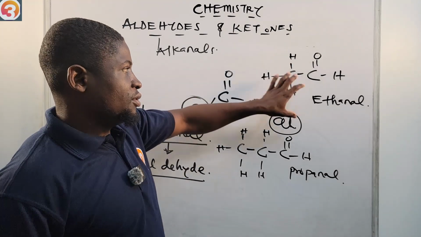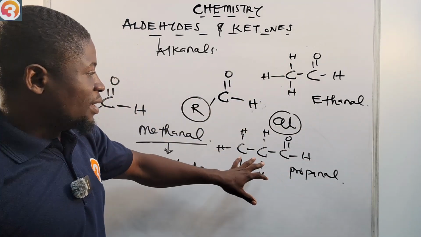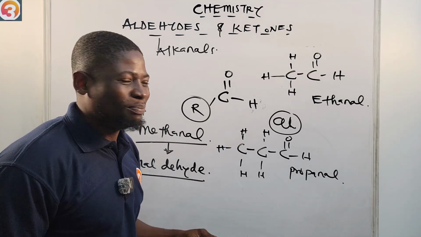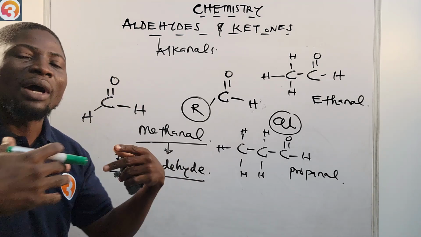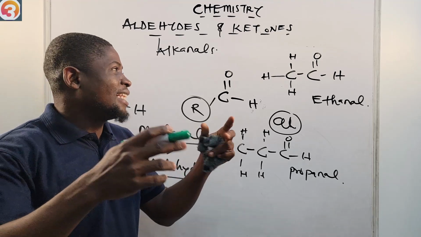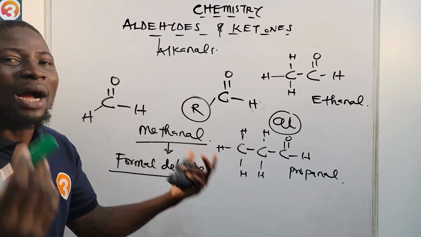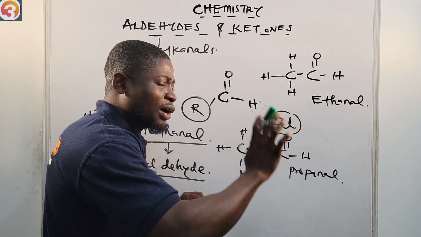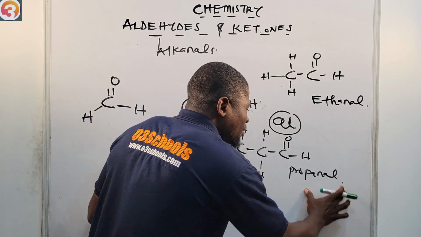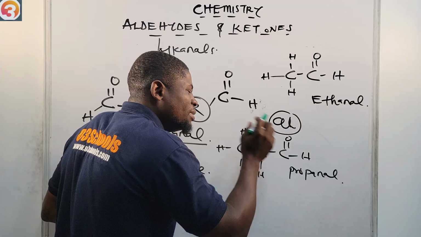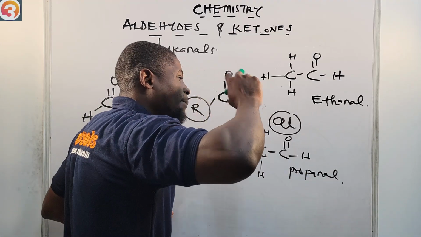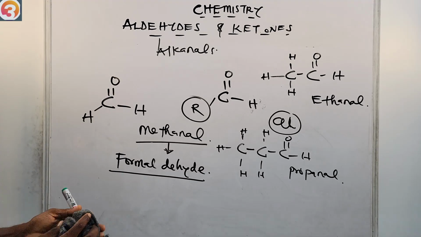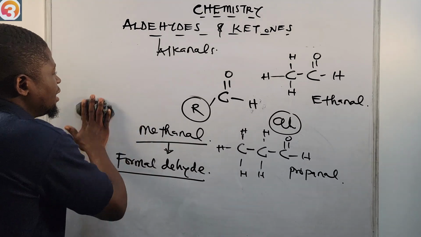If we extend the chain, you see we have ethanal, okay? We have propanal, all right? So there's no need writing propan-1-al because we can never have propan-2-al, okay? We can never have ethan-2-al, okay? So the only thing we can have is propanal, because the carbonyl group can only appear at the end of the chain. Okay, so that is that for the alkanals. So let us now go to the ketones.